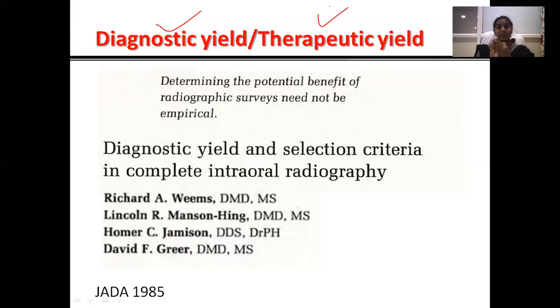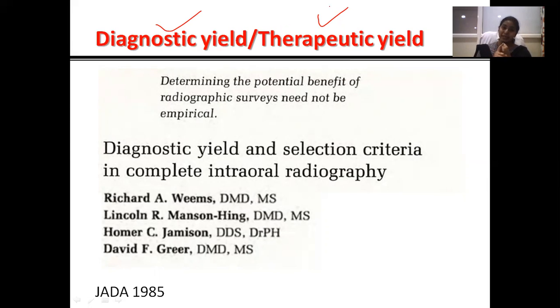What they have found is there was no difference in the diagnosis, even before prescribing the radiograph and after prescribing the radiographs. So there is no diagnostic yield. We do not have any difference in the diagnosis. Whether the radiographs were prescribed or not, the diagnosis was the same. There was no diagnostic yield. That means there was not much difference.